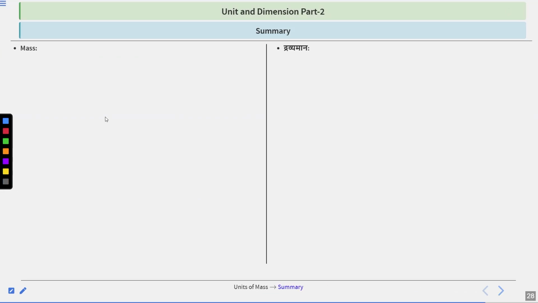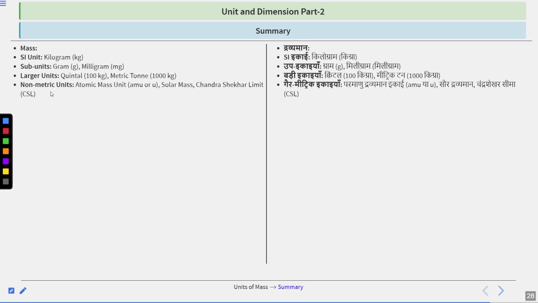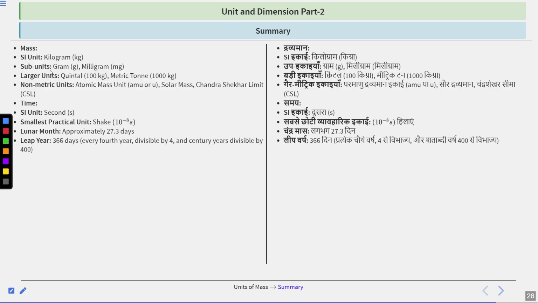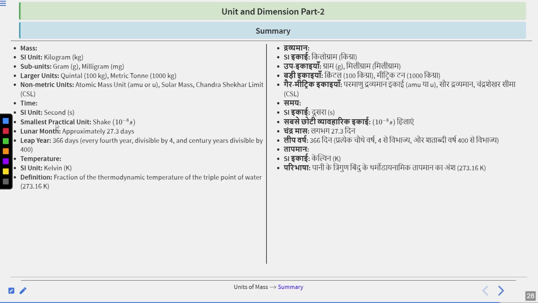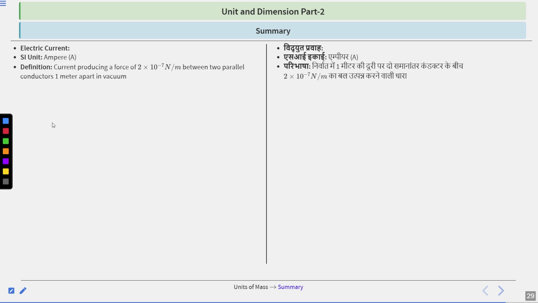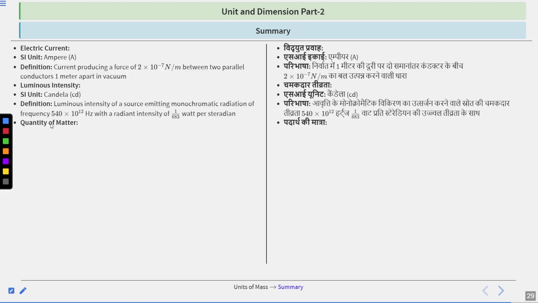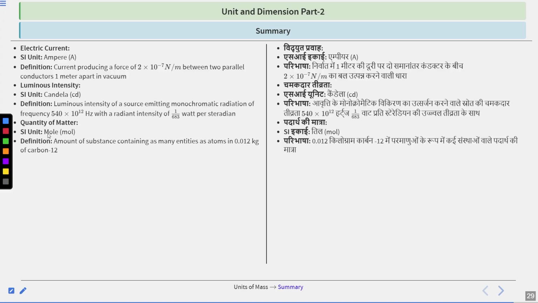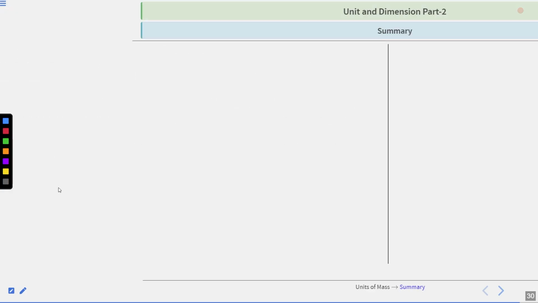Now, we have finished the topic, now for the summary discussion. We have talked about mass: SI units, subunits, larger units, non-metric units. For time, we have talked about SI unit, smallest practical unit, lunar month, leap year. Temperature, we had talked about SI unit, definition, and others. Electric current, we have talked about SI unit, definition. Luminous intensity, SI unit, definition. Quantity of matter, SI unit, definition. Supplementary units, we have also talked about. Plane angle, we have talked about. Solid angle, we have talked about.